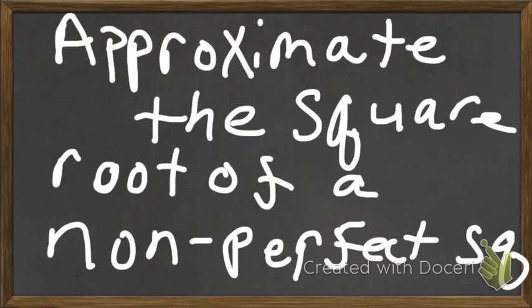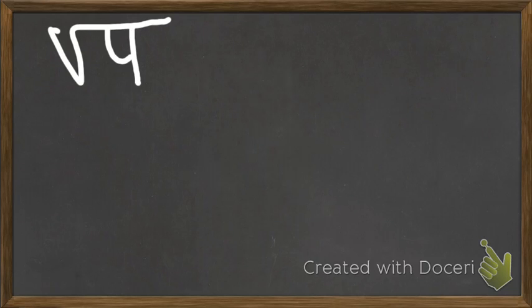So today we're going to talk about approximating the square root of a non-perfect square. Before we begin, let's review what a square root actually is. Let's look at the square root of 4. Well, by definition, to find the square root, you're just trying to find a number that will multiply by itself to get that given number.